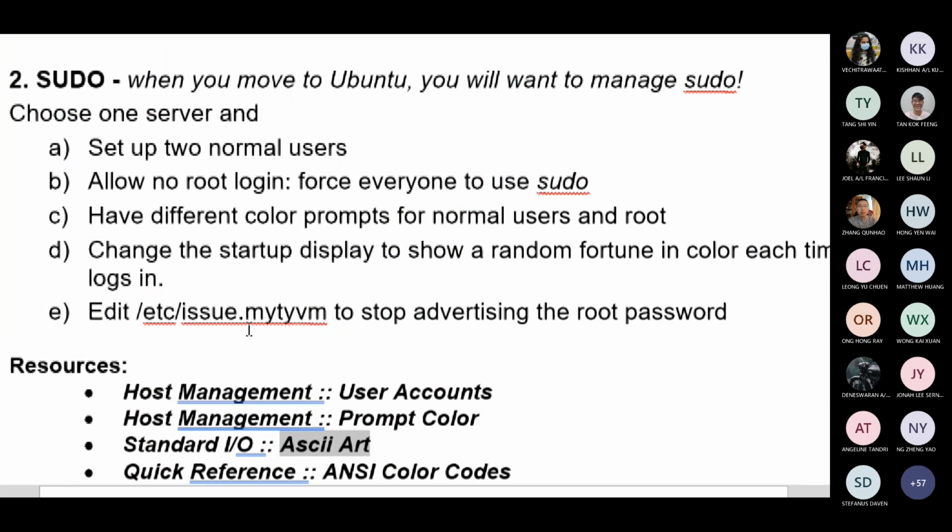Edit etc issue.mytivm to stop advertising the root password. All right. That amounts to finding that file and deleting the proper line that says to get started, log in as root with this password. You can edit it out to whatever you like, or you can just delete it. All right. And that one also, you'll see those color codes inside that file.